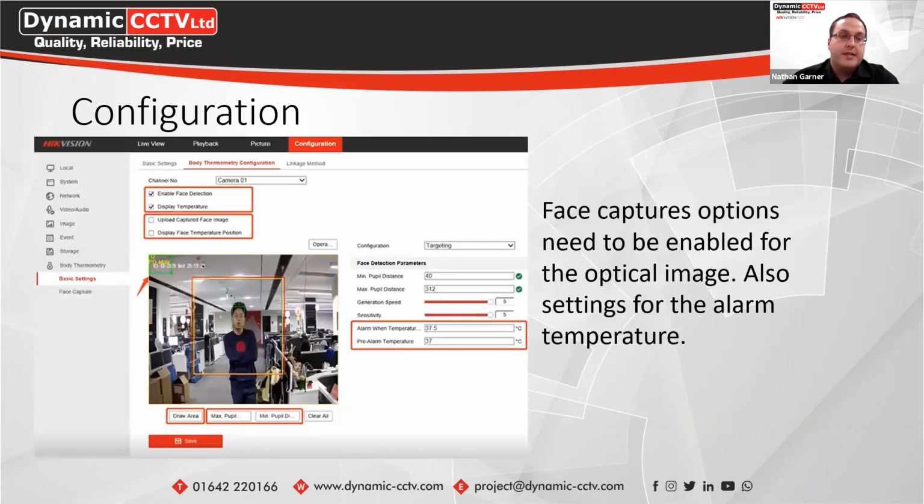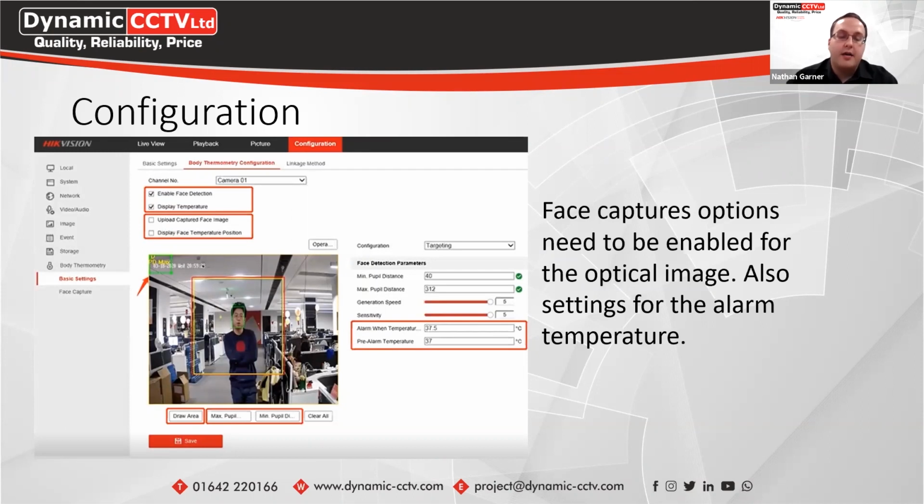On the basic settings in the body thermometry configuration page, you need to enable the face detection and display temperature. This would actually display the temperature of that person on screen with the green square around the person's face and also the temperature in degrees. There's also the options for your alarm temperatures. These are set to 37.5 degrees by default. Usually the person's considered to have a high temperature if their temperature goes above 38 degrees. We have them set to 37.5 because of the accuracy of plus or minus 0.5 degrees.